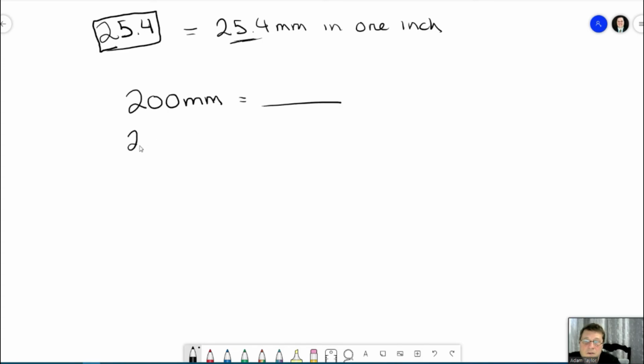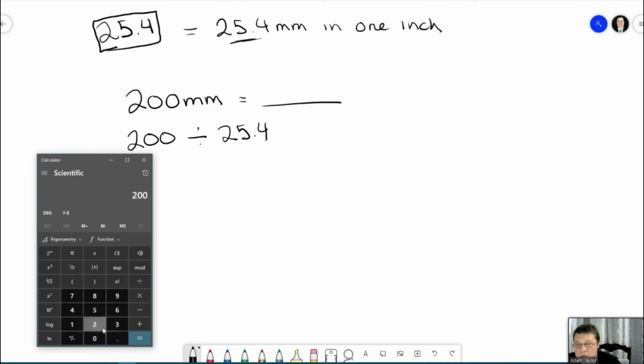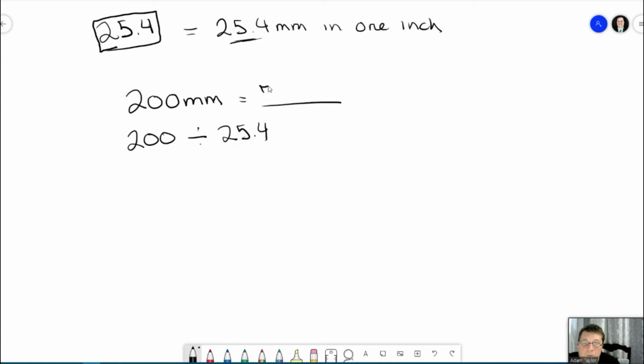Basically all we're going to do is take 200 and divide by 25.4. We'll pull up our calculator. 200 divided by 25.4, and that gives us 7.874 inches. Notice in this question I didn't say anything about how many decimal places, but because I didn't say anything, you automatically round to 3 decimal places.